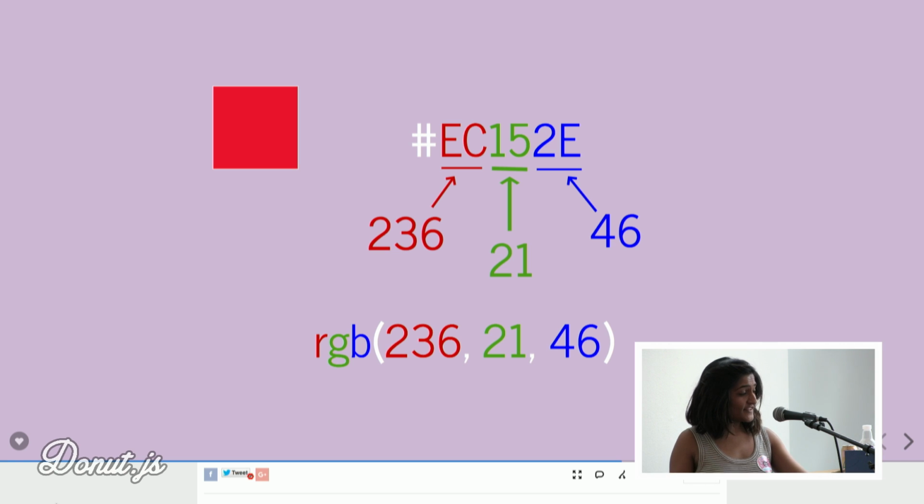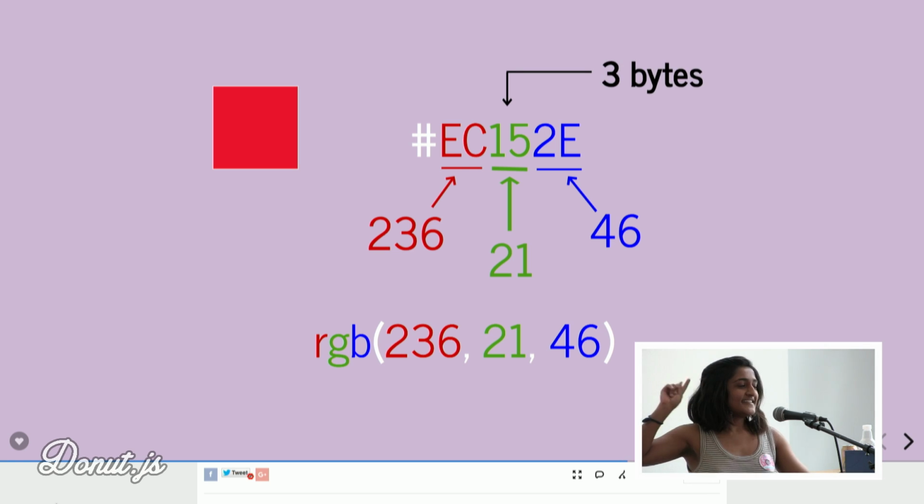And what's interesting about this is the RGB representation of a hex code is actually something that comes from additive color theory. And we're going to talk about that in a second. But this is 3 bytes of information. Instead of 8 digits plus 8 digits plus 8 digits to represent this, we did it in just 6.